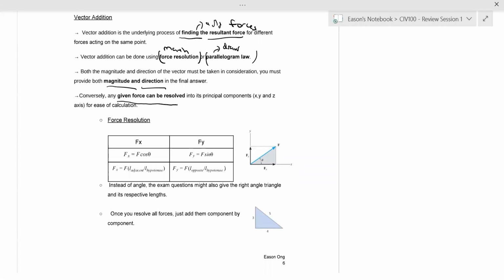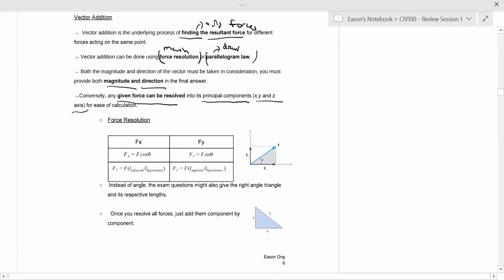Okay, and most of the time we resolve that into its principal components, right? In questions, when you see principal components, it really just means your X, Y, and Z axis. And I have to stress here that there are infinite ways that you can resolve your force. You don't have to resolve it into X, Y, and Z axis only, right? You can resolve it into any axis that you want, even though they are not perpendicular.